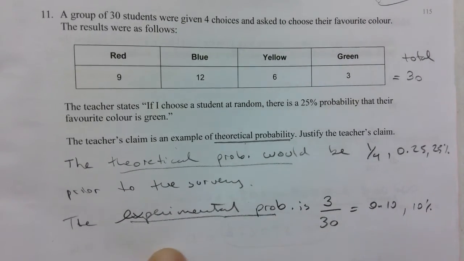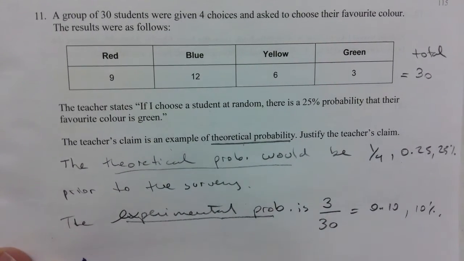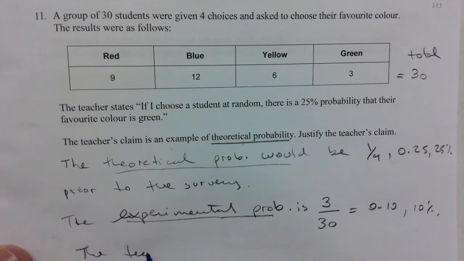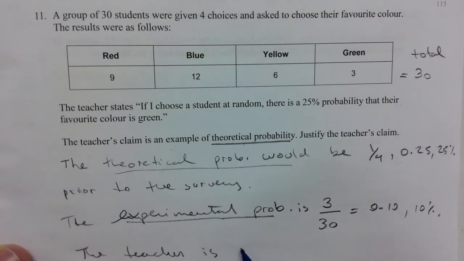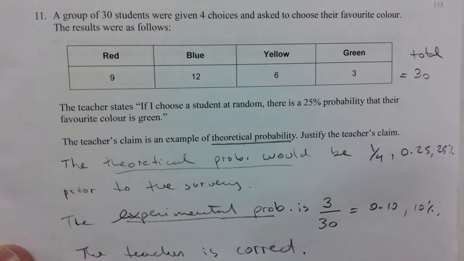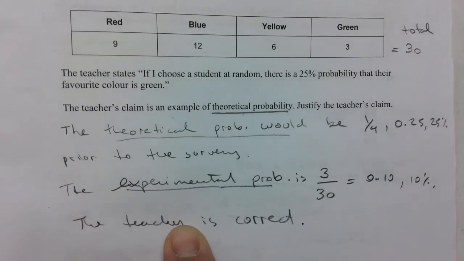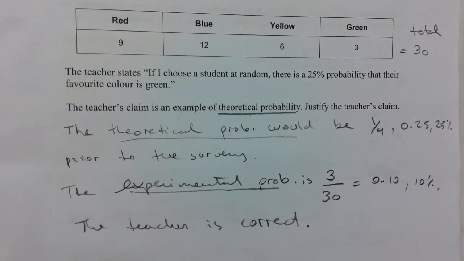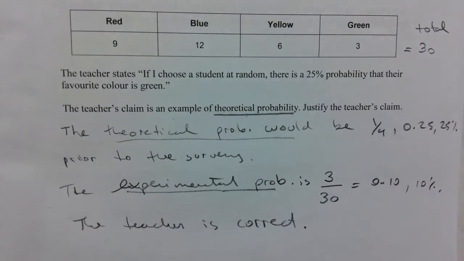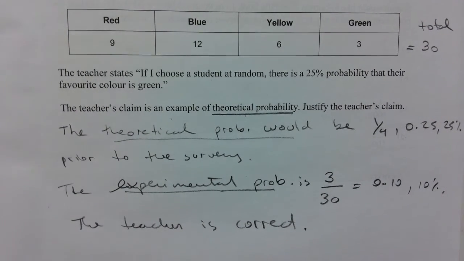The teacher is correct because it's a theoretical probability and it is correct. In theory, there's 1 in 4 chances, right?